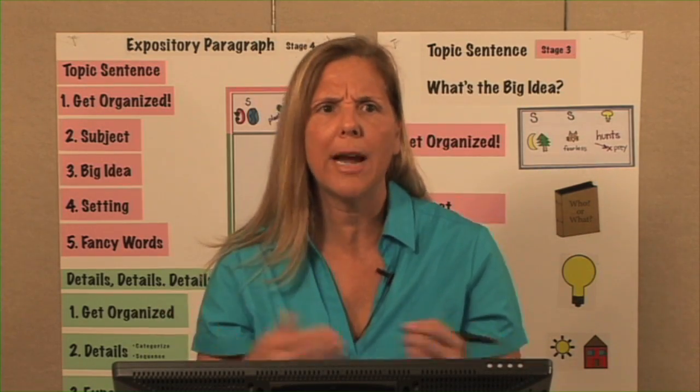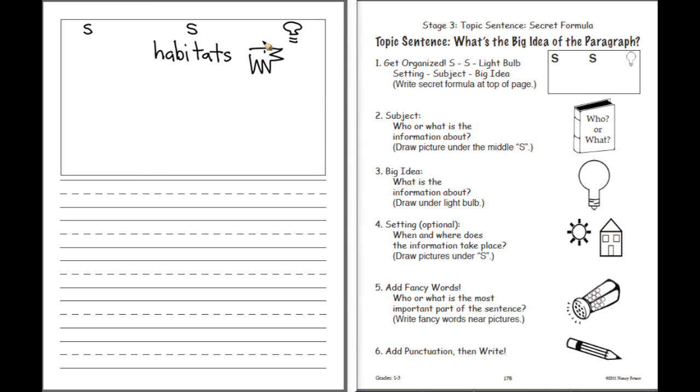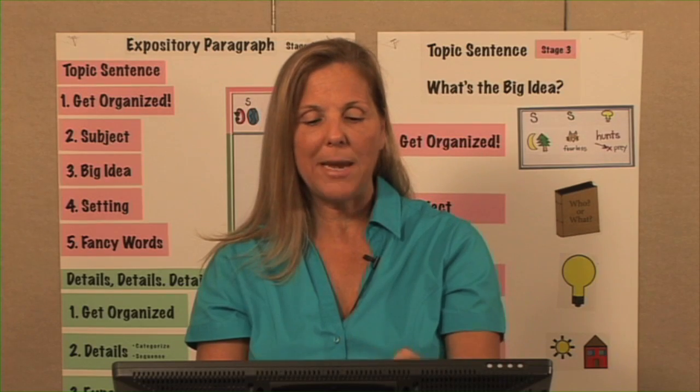What do they get from their habitat? Turn to your buddy and tell them. And then maybe we'll have somebody say food. So we'll put like a little tongue, getting food, and shelter. So maybe we'll make like a little house for shelter. So habitats are places where animals get their food and shelter. We have our big idea.